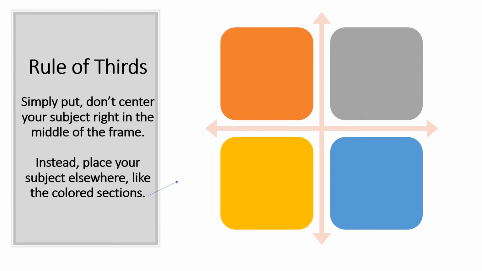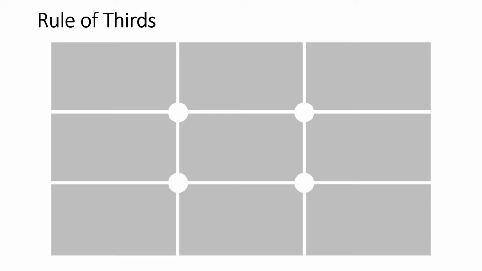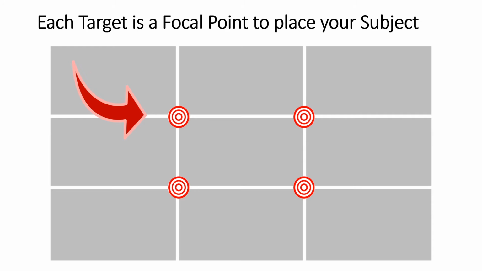Just like you see on the right-hand side of the screen, you could place your subject into one of these colored squares, and that would be considered something similar to the rule of thirds. But more specifically, the rule of thirds is what you see here, a 3x3 grid with nine cross sections. Each of these targets is a focal point to consider for you to place your subject when framing up the rule of thirds technique.